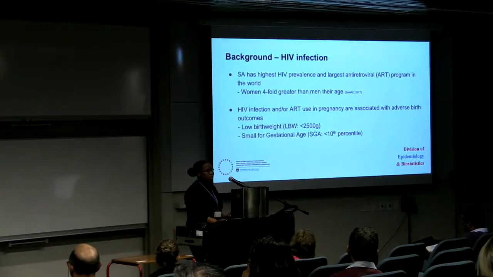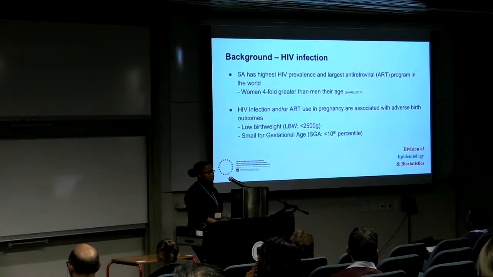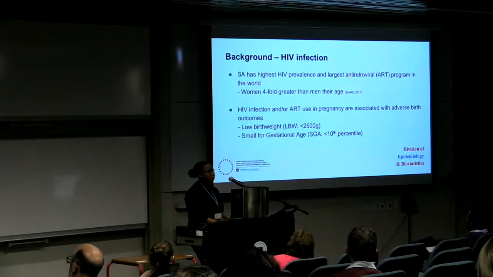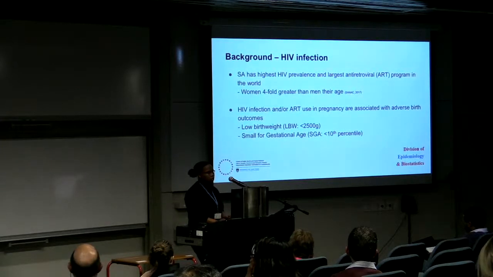Another major public health concern in women of childbearing age is HIV infection and ART use. As we all know, South Africa has the highest HIV prevalence and largest ART program in the world. Both HIV infection and ART use in pregnancy have also been shown to be associated with adverse birth outcomes, which include low birth weight and small size for gestational age infants. These birth outcomes are in the opposite direction to those of obesity and high gestational weight gain.